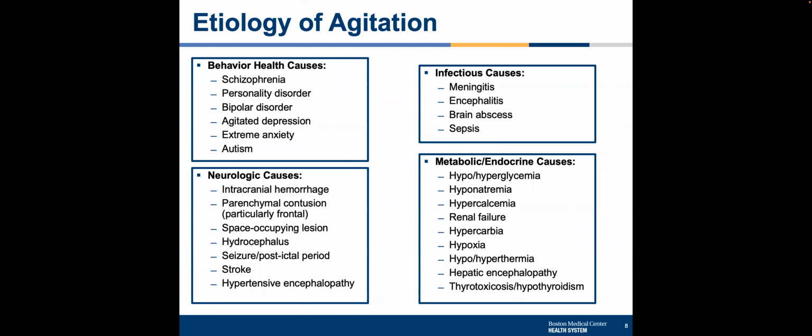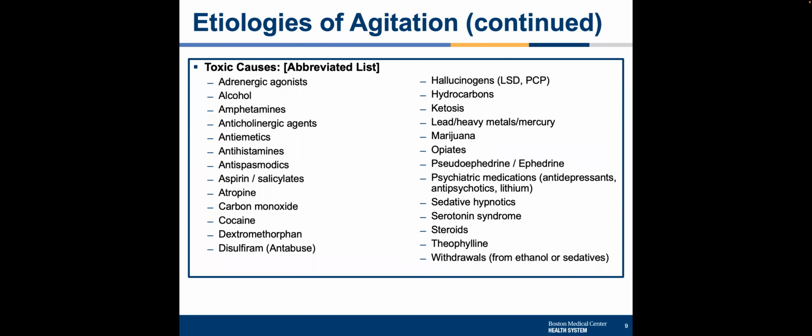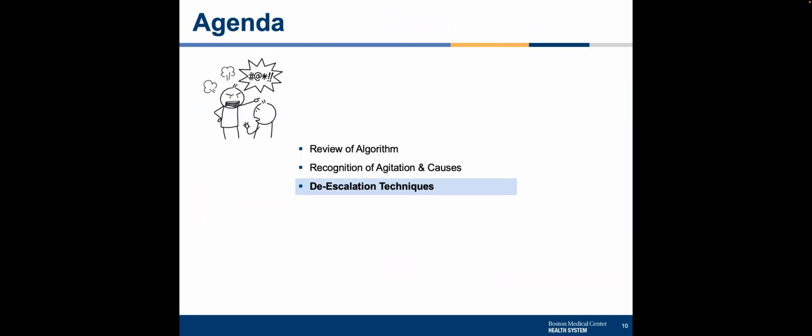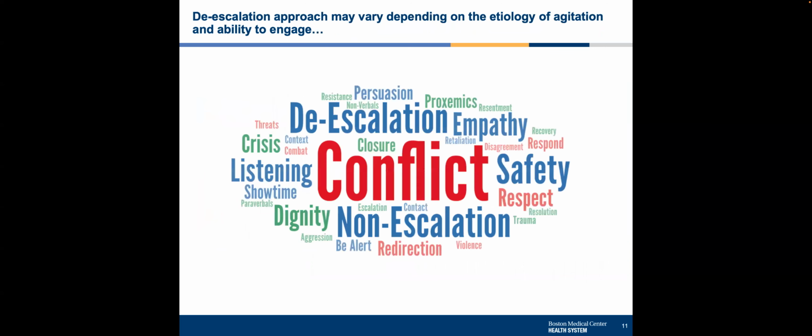Just to show you an abbreviated list of possible etiologies of agitation, it's super long, and this is the abbreviated list. Don't stop at the obvious or common causes. Don't have premature closure and just assume that agitation is related to a given cause. Consider some alternative diagnoses. Okay, now that we've recognized agitation, let's talk about de-escalation. We're going to talk about some de-escalation techniques, but the approach depends on the etiology of agitation and your patient's ability to engage.